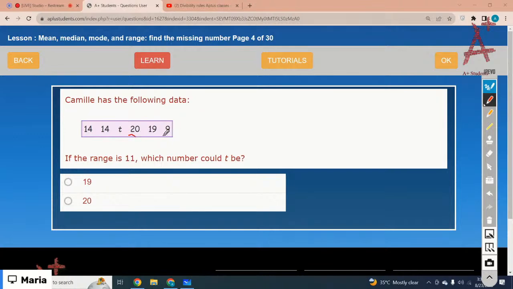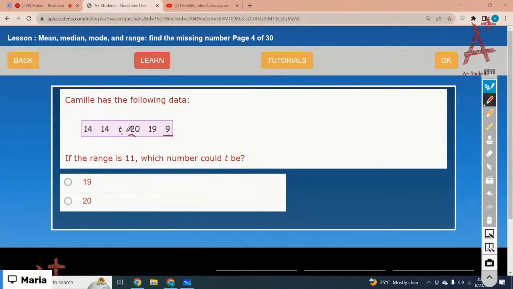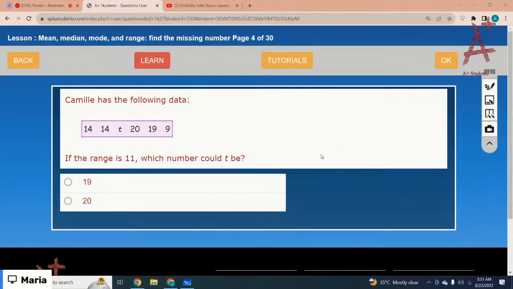20 minus 9 is 11, right? It doesn't matter if T is 19 or 20, because 20 minus 9 is 11. So it doesn't matter if T is 19 or 20.